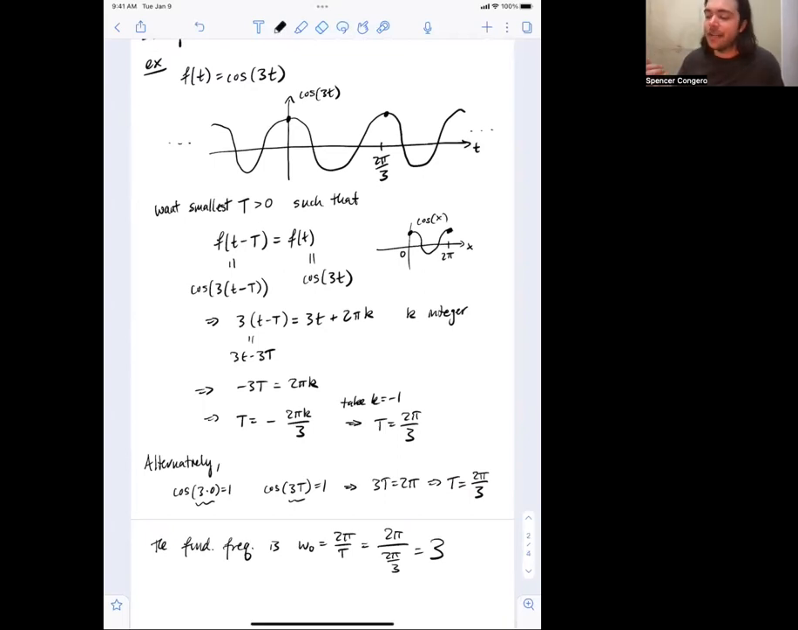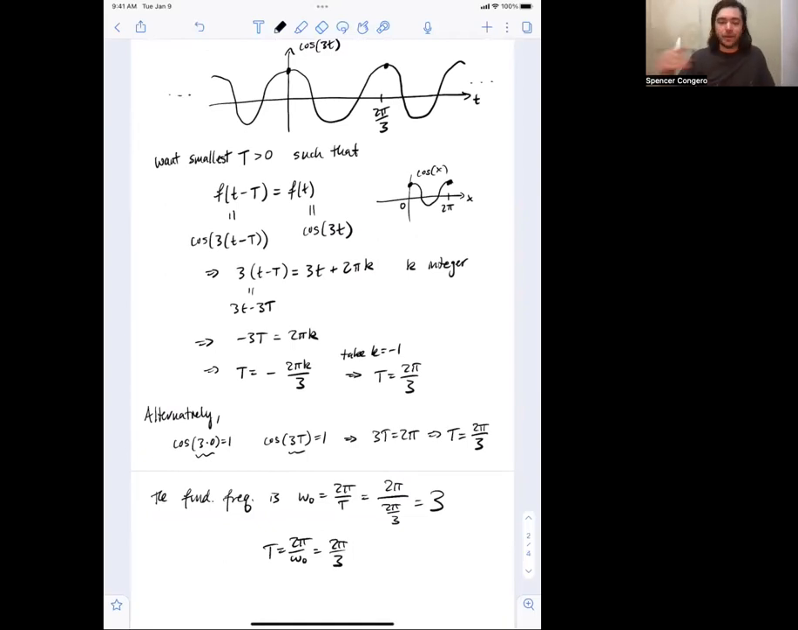So that's the fastest way to find the period of this cosine function. Just say, cosine of something times t, well, that something must be the fundamental frequency. And so the period is just 2 pi over the fundamental frequency. So in this case, 2 pi over 3. That's the fastest way, but I wanted to show you that you could get it with the definition or by thinking about cosine in general. So hopefully that was helpful.